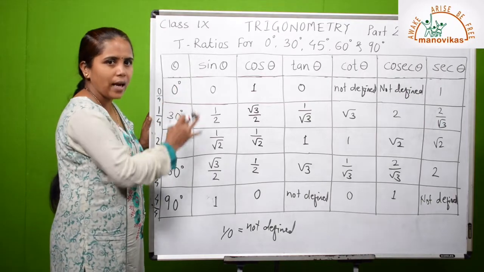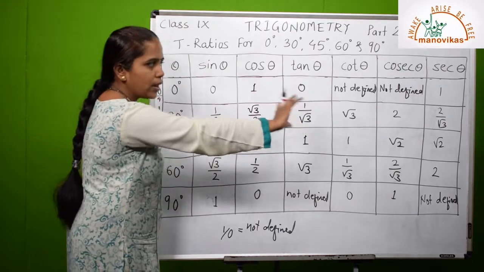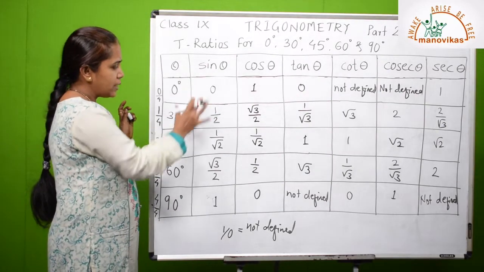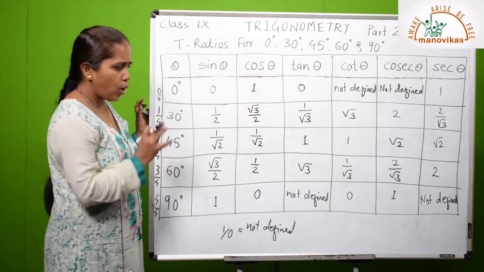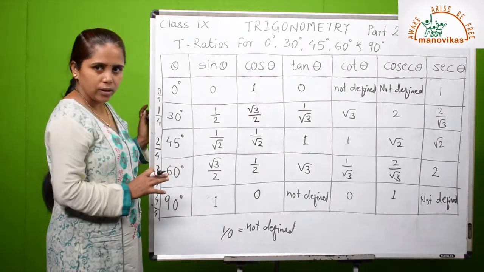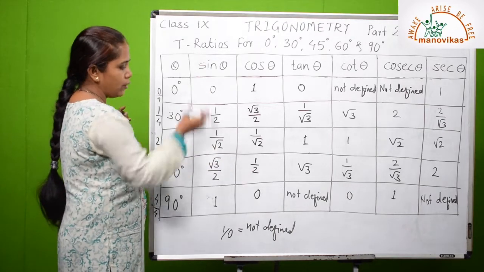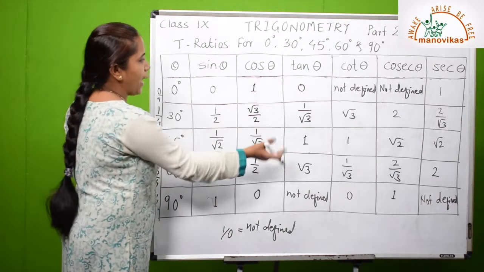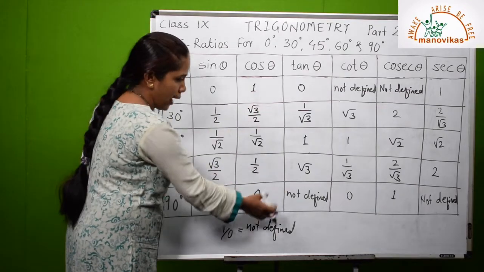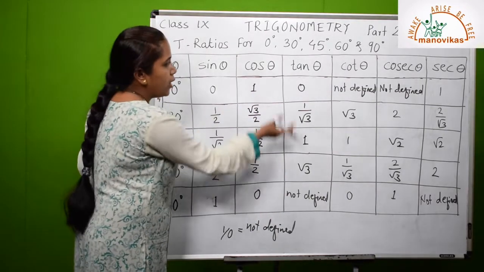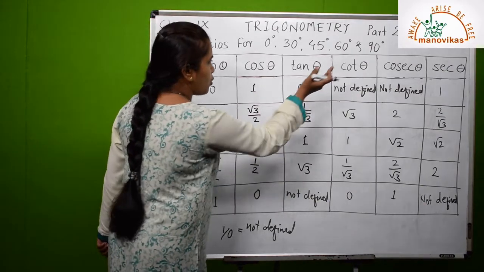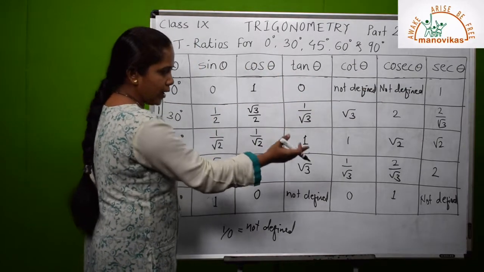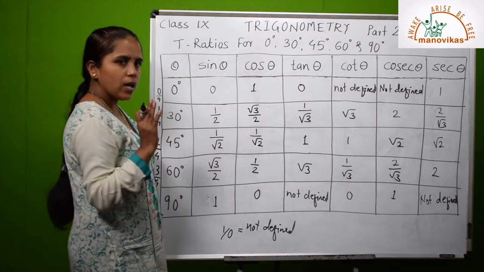And when you know the sin theta values, you can write the remaining table using them. Understood? For sin theta, you can apply this method, or you can learn the column by heart. For cos theta, write the values of sin theta from the opposite direction, you will get the cos theta values. Then for tan theta, take the ratio of sin and cos. For cot theta, write down the tan theta values from bottom to top. Cosec, you can take the reciprocal of sin, and for sec, take the reciprocal of cos.